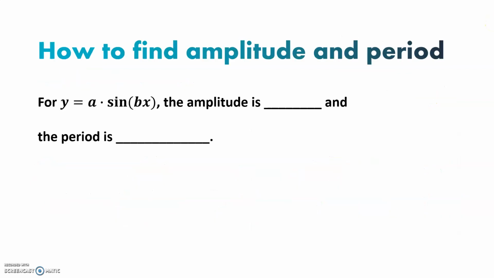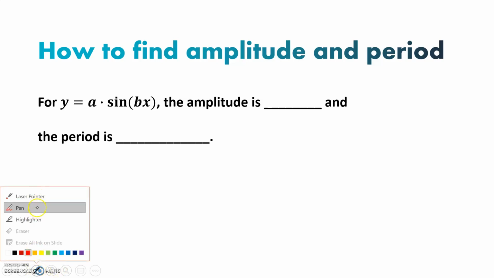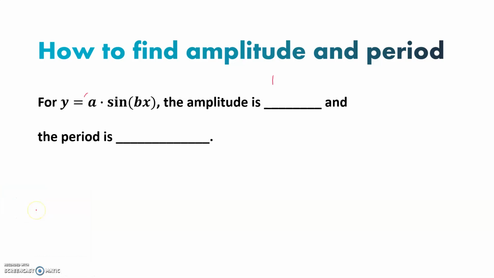To find amplitude and period if we don't have a graph in front of us, the amplitude is the vertical stretch. So the amplitude is going to be the absolute value of that a. The reason it's absolute value is because if you have a negative a, that would just be a reflection across the x-axis. So that doesn't affect the amplitude. The period is going to be 2 pi divided by the absolute value of b. Again, the reason why it's absolute value is because if it's negative, that would just be a reflection across the y-axis. That's not going to affect the period.